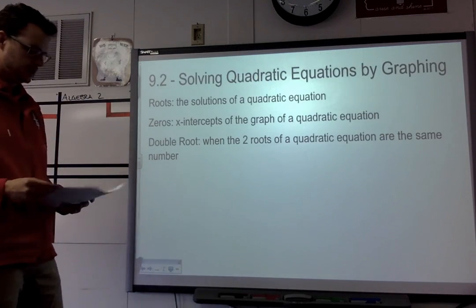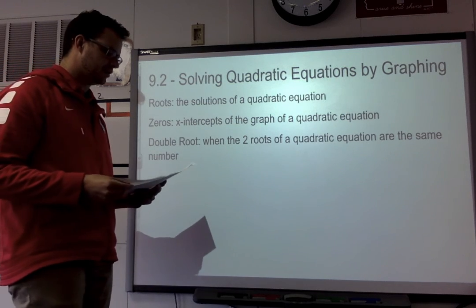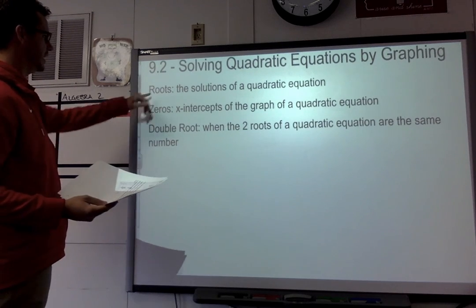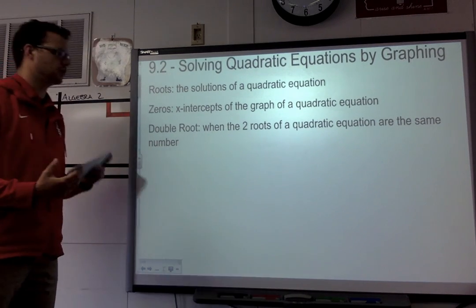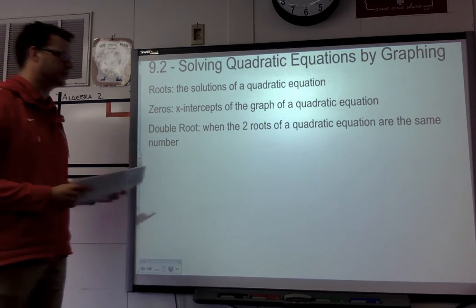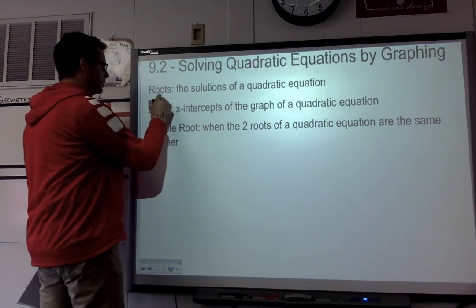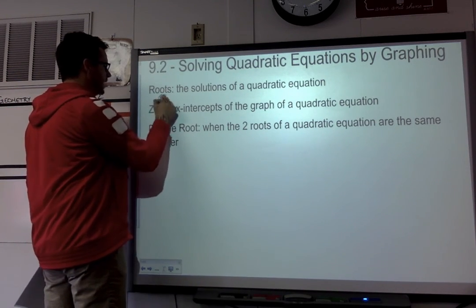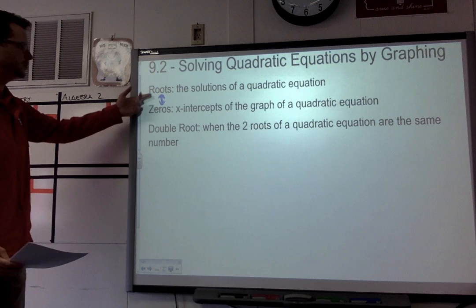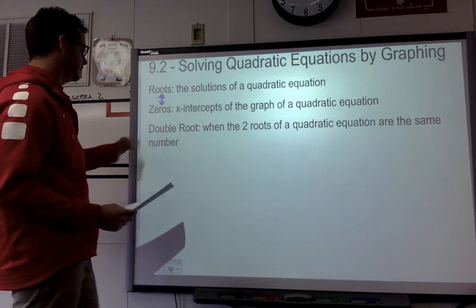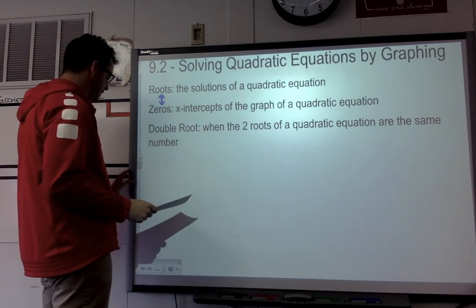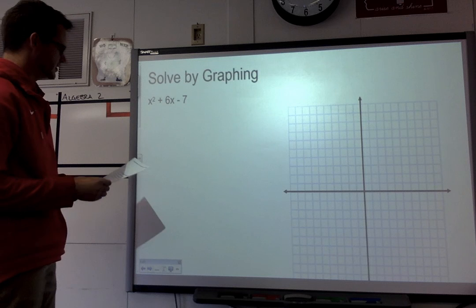Next, we're going to get into solving quadratic equations by graphing. So in order to do this, first a couple vocab words. Roots are the solutions of a quadratic equation. Zeros are the x-intercepts of the graph of a quadratic equation. These two terms are used interchangeably, so roots and zeros are really the same thing. Then a double root is when two roots of a quadratic equation are the same number. So let's get into some examples here.